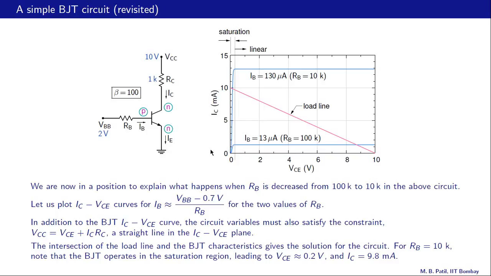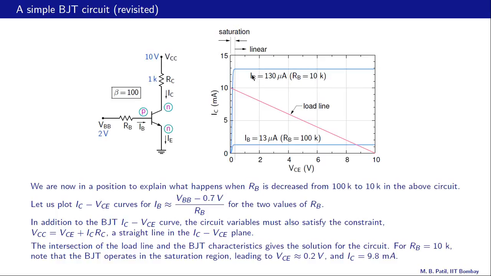In the second case, that is RB equal to 10K, we note that the intersection of the load line and the IC-VCE curve happens to be in the saturation region, not in the linear region, and that is why we found that linear region was not possible when we tried to solve this same problem analytically.